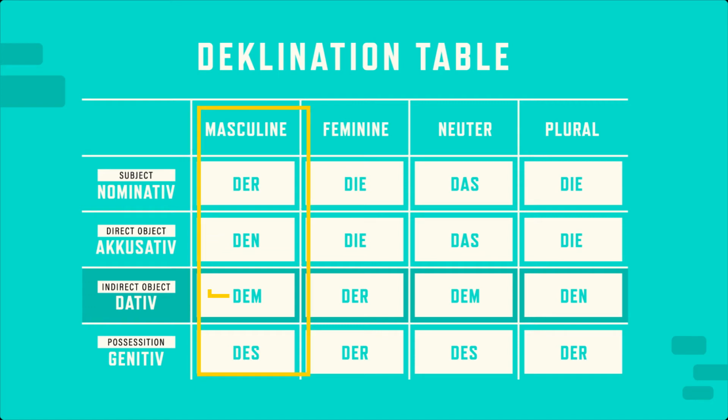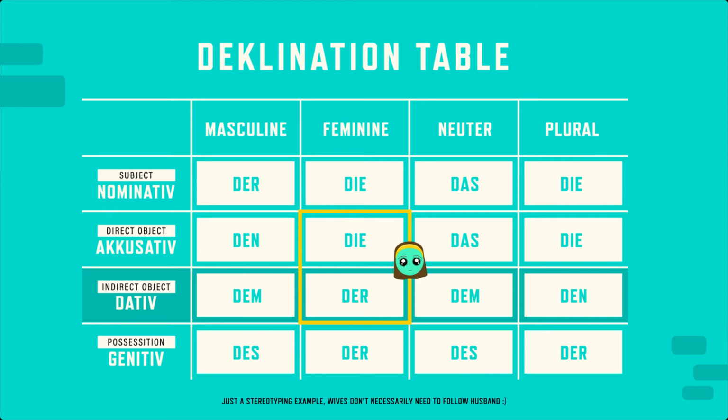Now the feminine article suddenly uses the masculine article. Imagine it like the wife follows the husband, changing from die to der. Remember, for the feminine article, it's either die or der when used among these 4 cases. Now the neuter articles. Imagine it like a child following the father, which is the masculine article, changing from das to dem. In the meantime, plural doesn't care about anybody, it just changes from die to den.